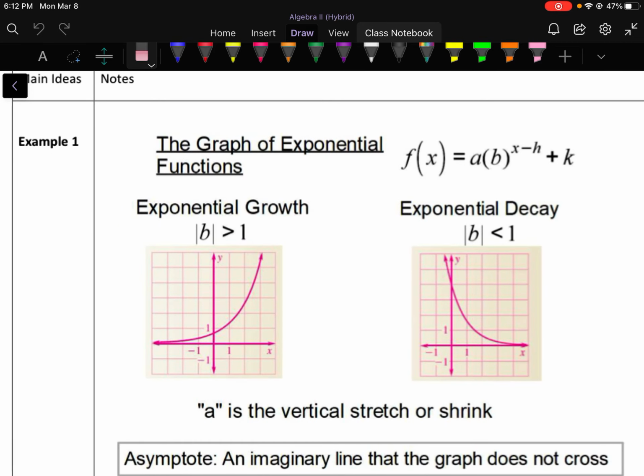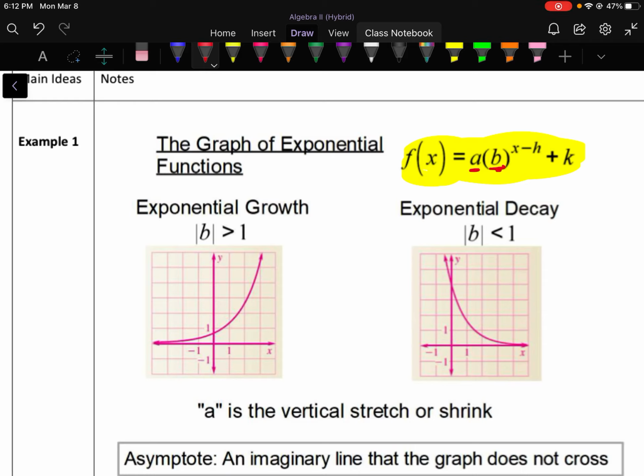Take a look at the generic equation here. We have an h, k value again, which is going to help us out with our shift. We have b, which will tell us growth or decay. We have our a value that'll make it grow really quick or really slow, or decay really quick or really slow. The stretch or shrink would probably be a better way.